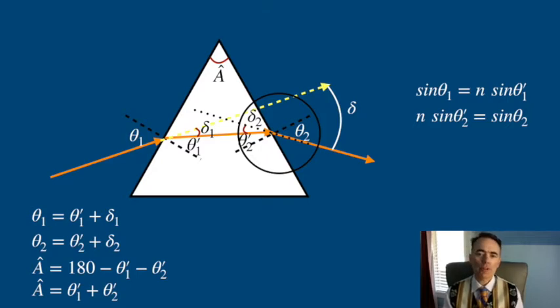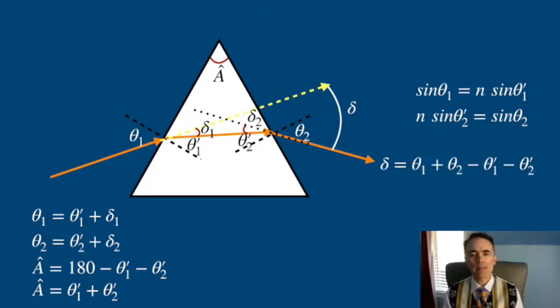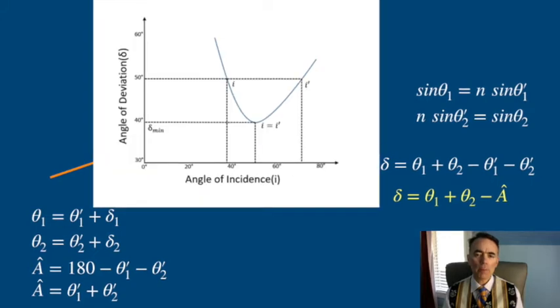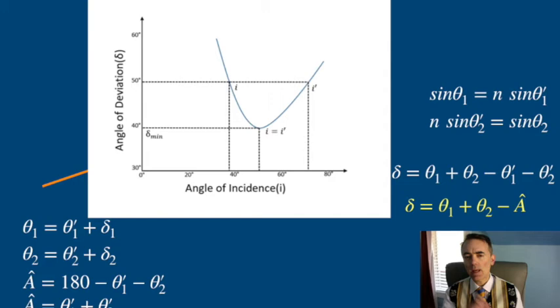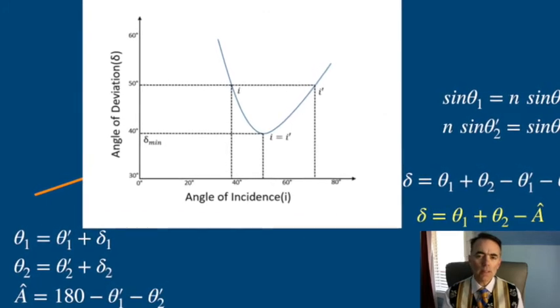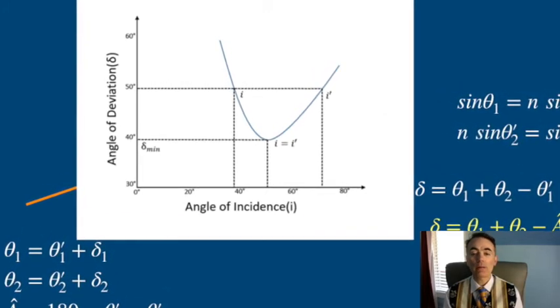Which combined with Snell's laws gives us that the angular deviation delta is θ1 plus θ2 minus A, where A is a parameter that depends on the shape of the prism. The angular deviation will depend on the incident angle. The shape of this dependence presents a minimum for a specific incident angle. This is something easy to verify experimentally.